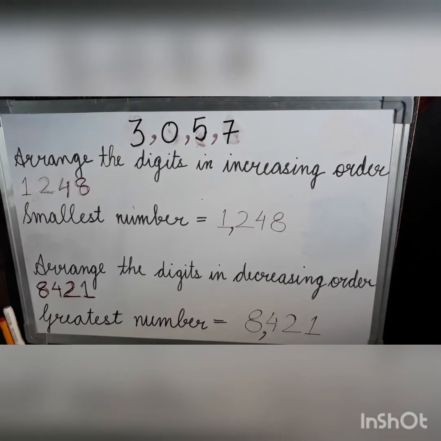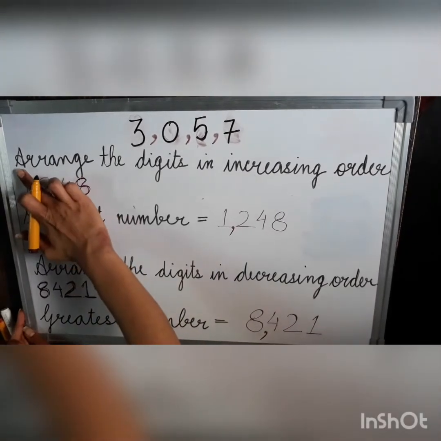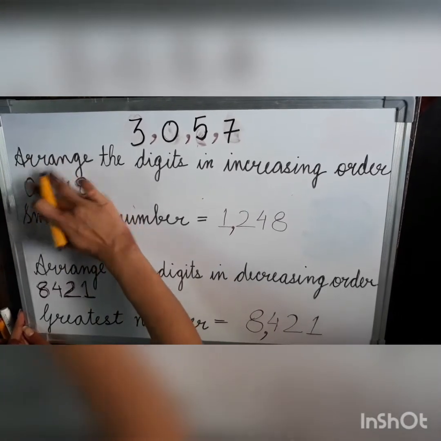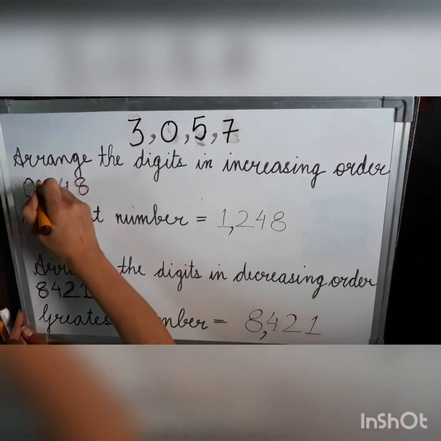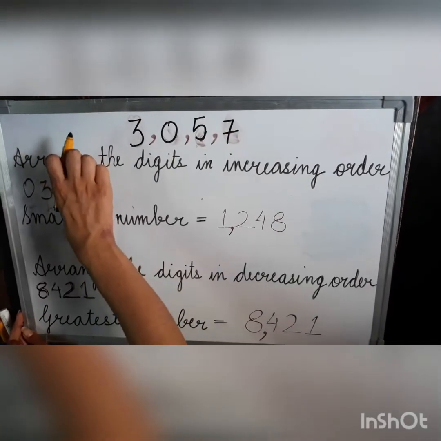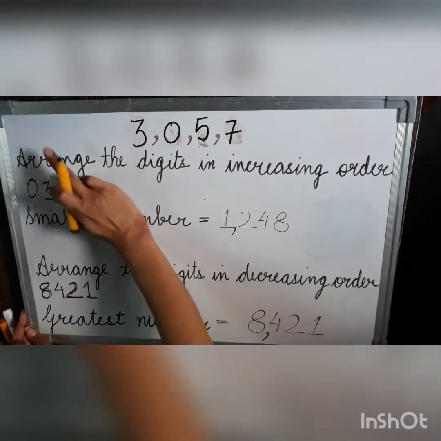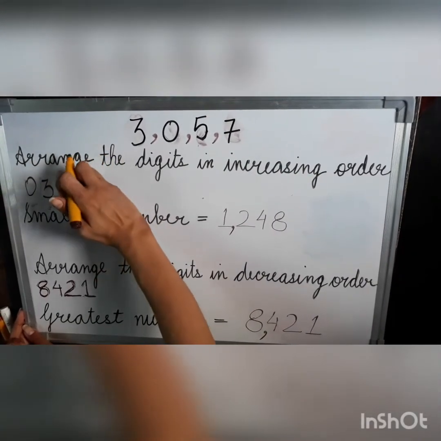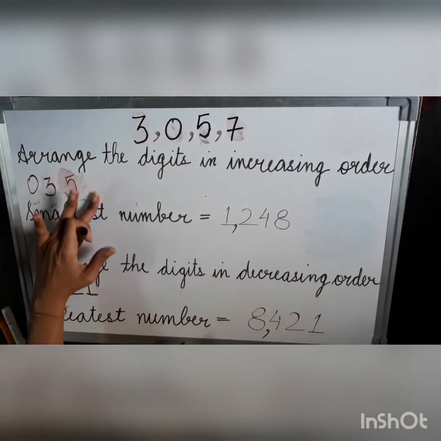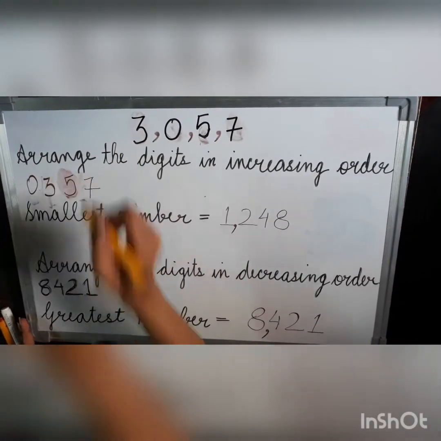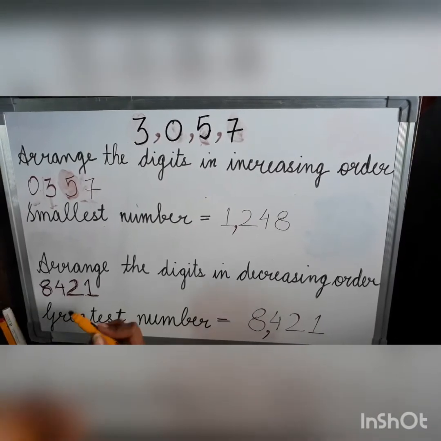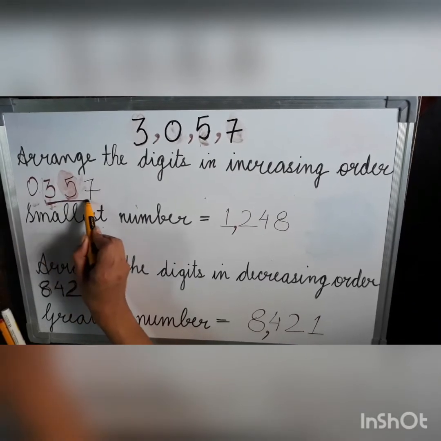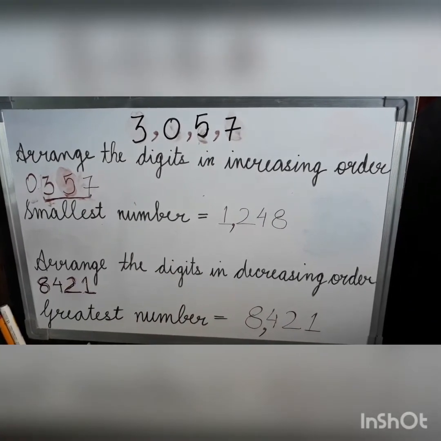In arranging it in increasing order, first which digit will come? 0. Then which digit will come? 3. Then which digit will come? It will be 5. And after that, which digit will come? The digit which is remaining is 7. But now students, you can see that we have not got a 4-digit number. We have got 357. It is a 3-digit number.